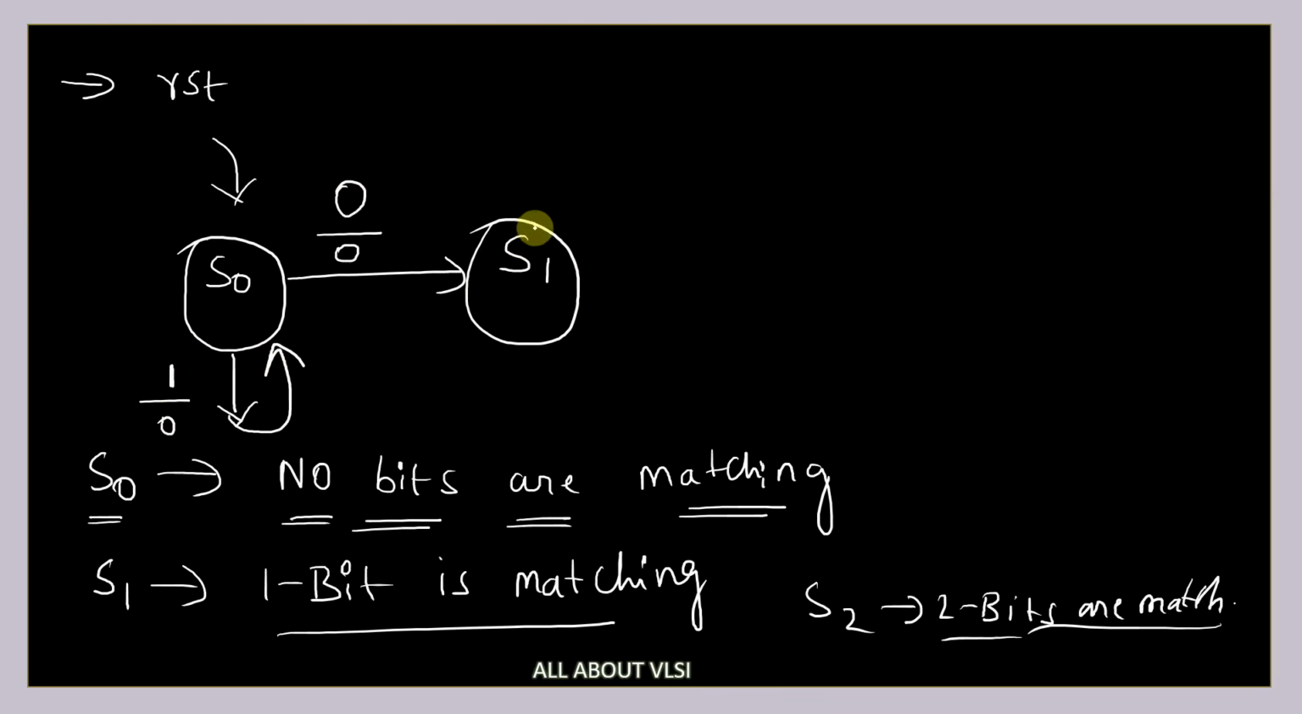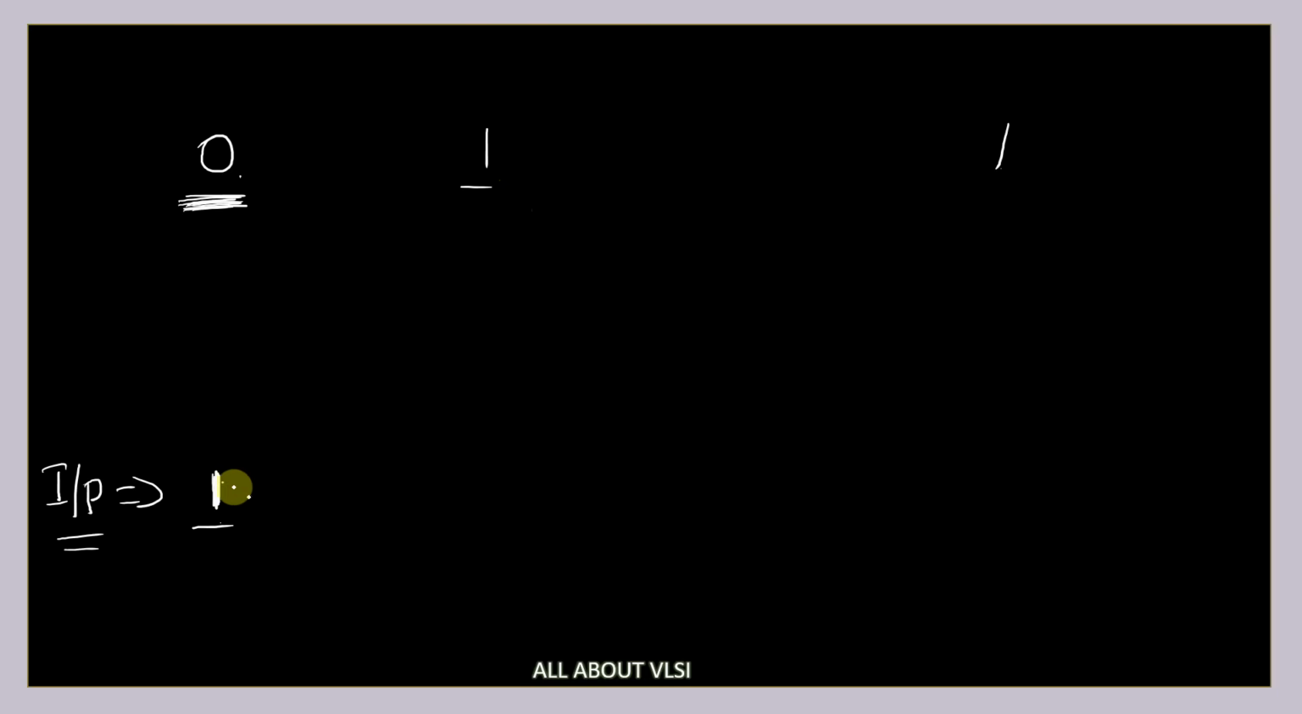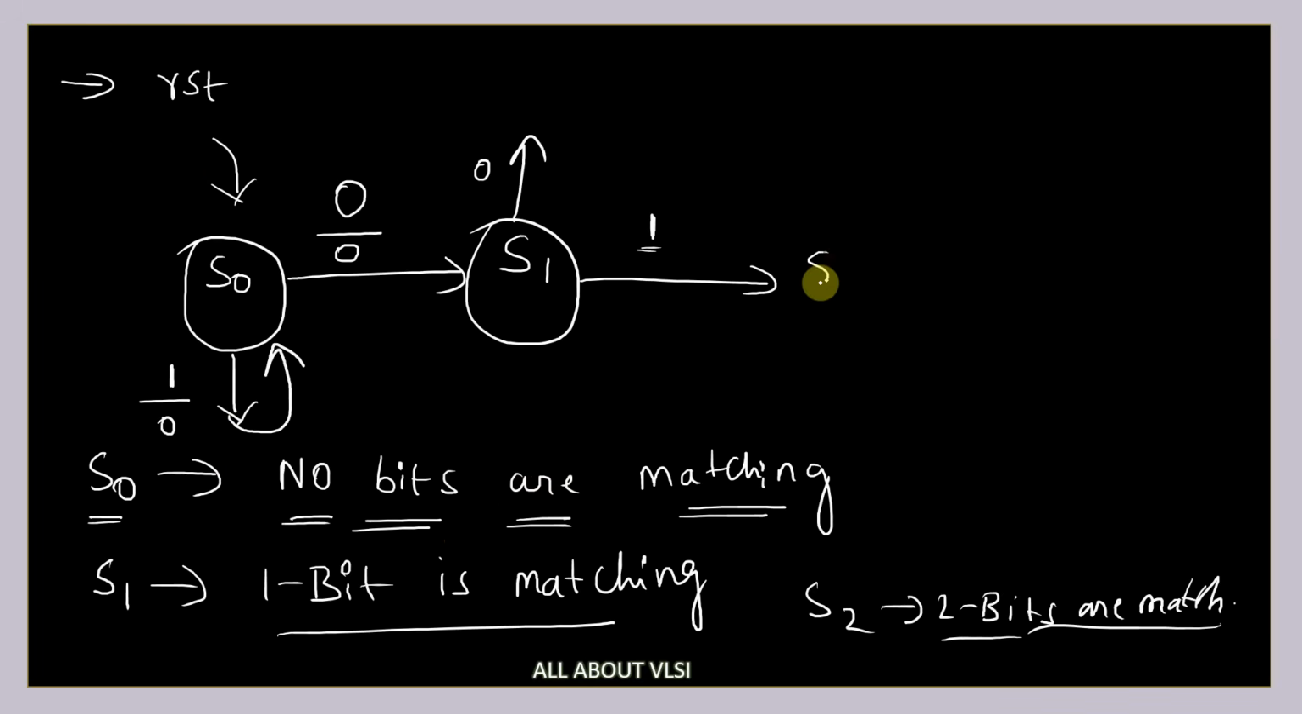Okay, now if we are in S1 state, again, we have two options. One input can be 0 and another input can be equal to 1. Now tell me, where should I go if I get 1 over here? First bit we have given 0, so this is matching. Now, what are we expecting? We are expecting 1 and we have given 1. So two bits are matching now. 0 is matching and 1 is matching, and our sequence is about to build. That's why I'm going to a state which is known as S2.